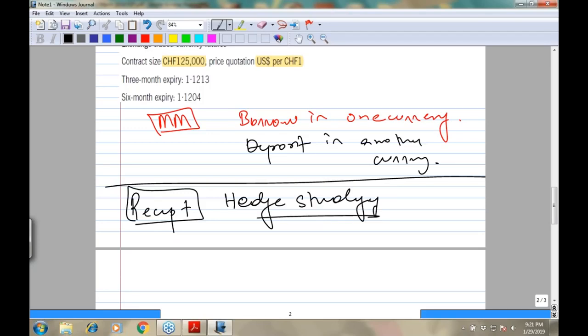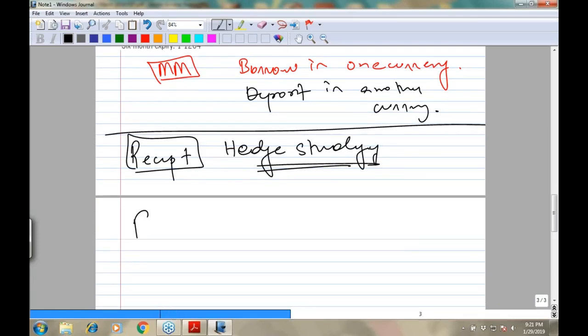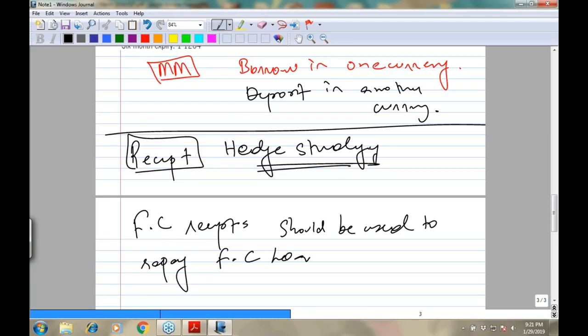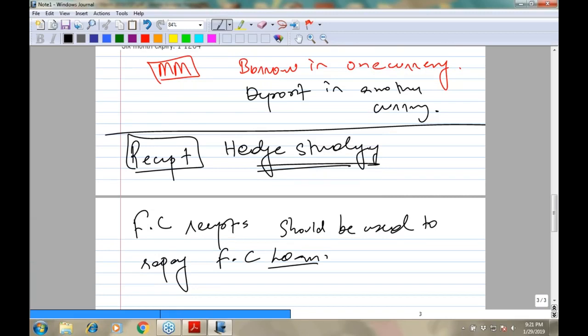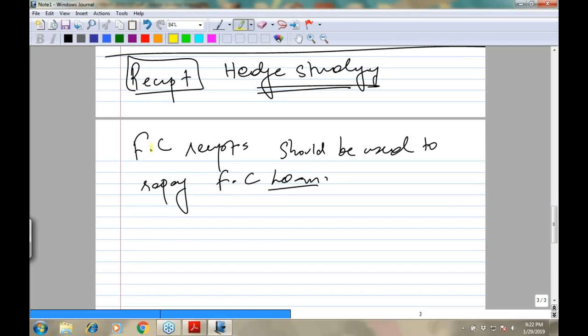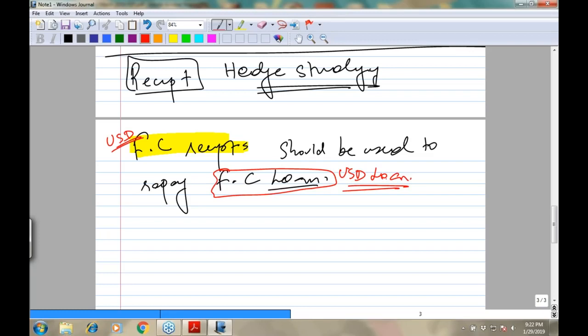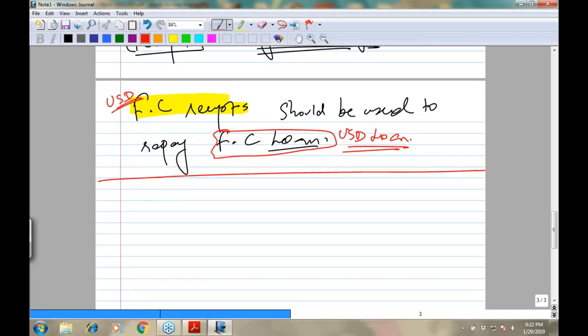The hedge strategy for the money market hedge should be like this: the foreign currency receipts should be used to repay the foreign currency loan. What exactly do I mean by this? As I mentioned, you have to borrow in one currency and deposit in another currency. That's how the money market hedge operates. In this specific situation, we are expected to have a US dollar receipt, and our currency is the Swiss franc. So the hedging strategy for a receipt is that if you are expected to receive the foreign currency, then you should create a foreign currency loan, that means a USD loan. So what exactly is going to be the approach to solving this specific scenario?